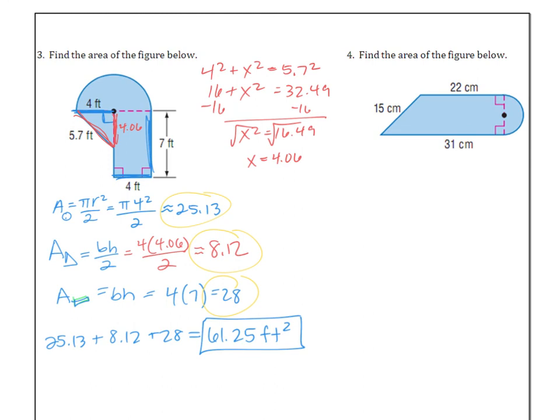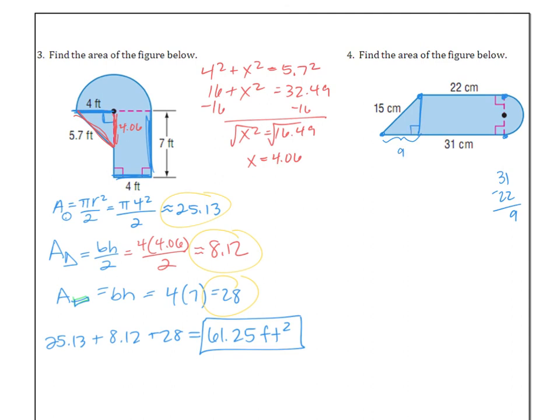All right, last one. Will you please pause the video and see if you can do number 4? So we need to do a little work here. I'm going to divide this into a semicircle and a trapezoid. So the semicircle is over on the right and the trapezoid is on the left. But I need to know the radius of the circle, halfway across the circle. So I'm going to drop this down right here. The distance from this point to this point is 22, and the distance from this point to this point is 31. 31 take away 22 is 9. So this distance right here is 9.